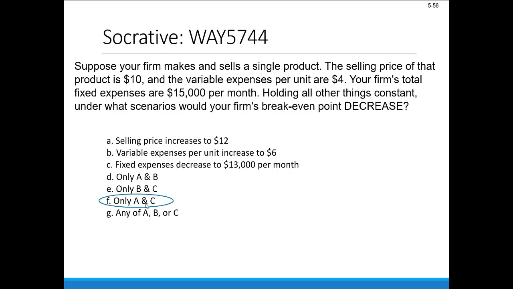So that would be F, only A and C. If we increase the price with no other change to anything else, then yeah, we'll need to sell fewer items to reach break-even. Our unit CM will also increase.